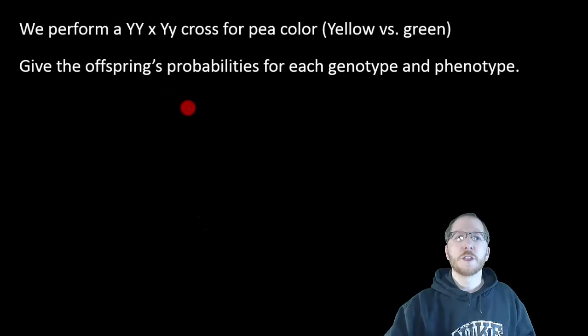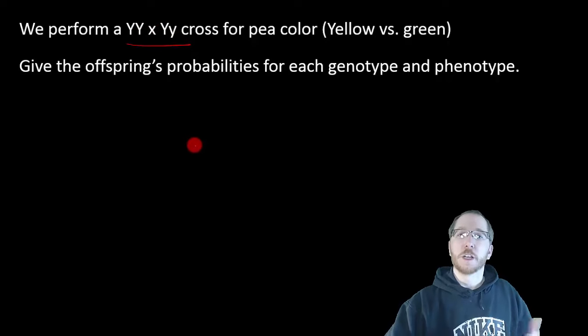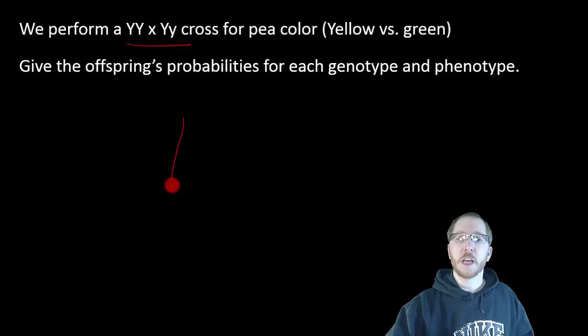Now, let's try one more, just to make sure you guys are getting this down. In this case, I gave you what they were. I'm not going to make you sort it out. I'm just telling you this is going to be a big Y crossed with a big Y, little y. So what we're going to do here then is just set up the Punnett square like we've been doing.